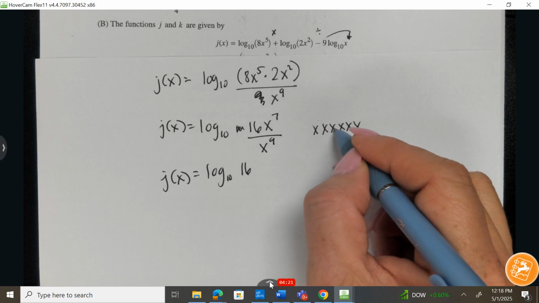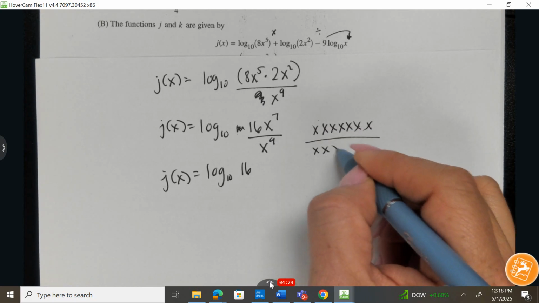I'm going to put 7, 1, 2, 3, 4, 5, 6, 7, and 9 on the bottom.